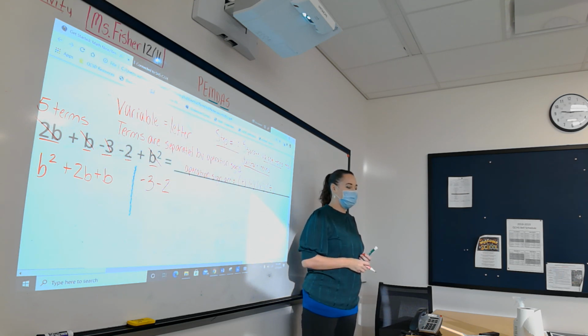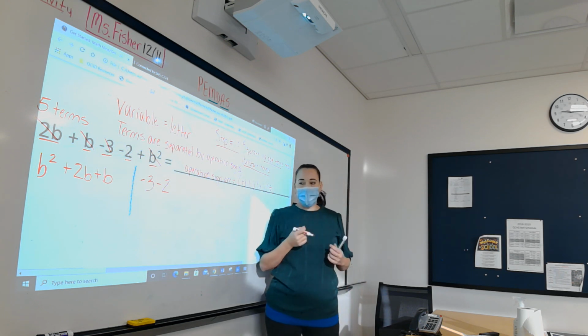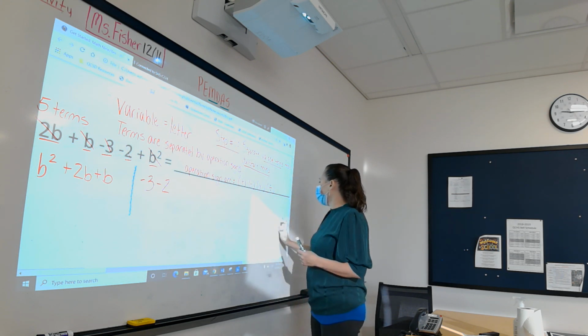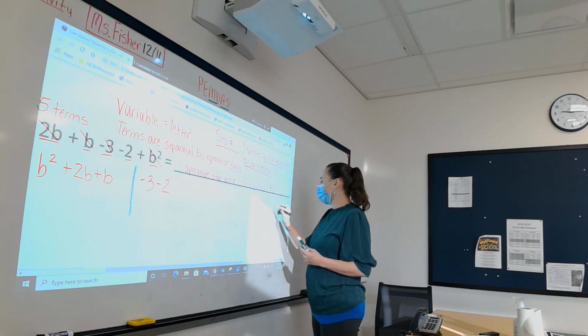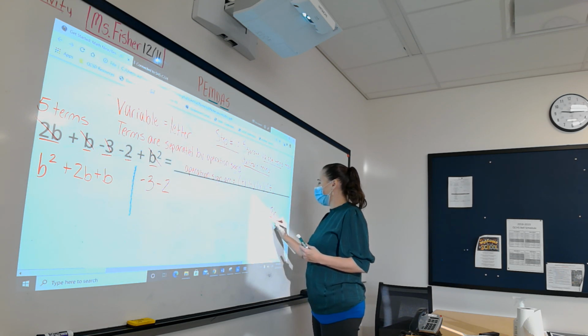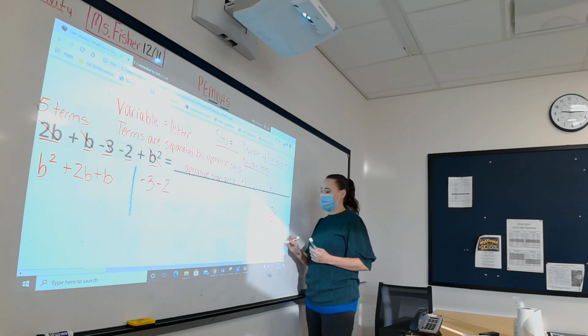All right. Now this one might be a little confusing for you because we haven't had one with a coefficient in front of it yet. A coefficient simply is, so 2b, a number in front of a variable is called a coefficient.